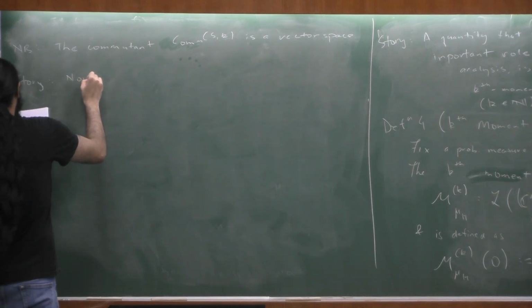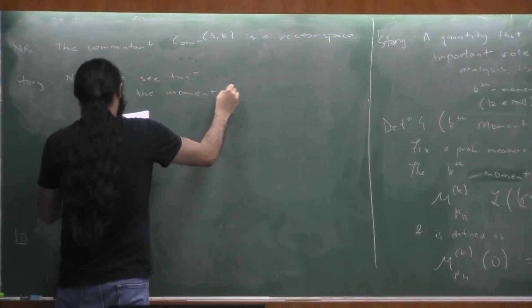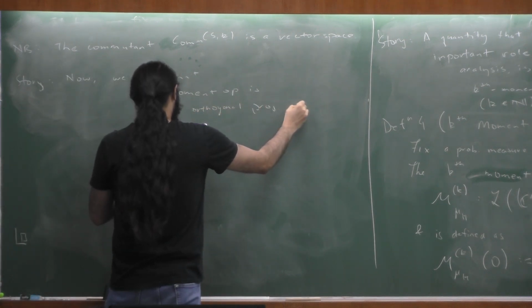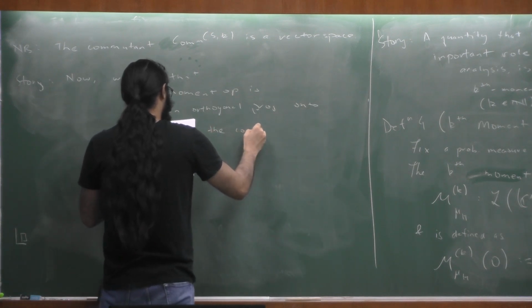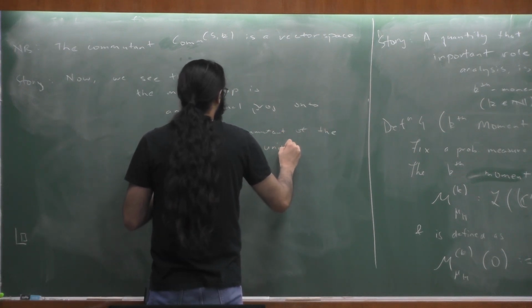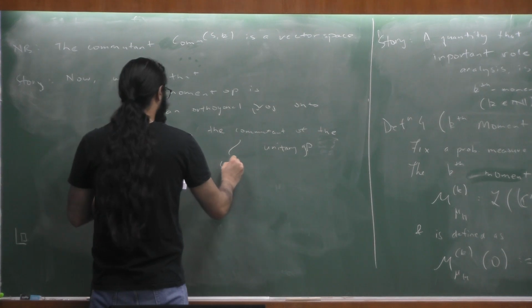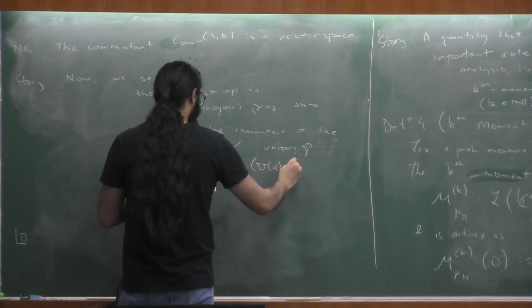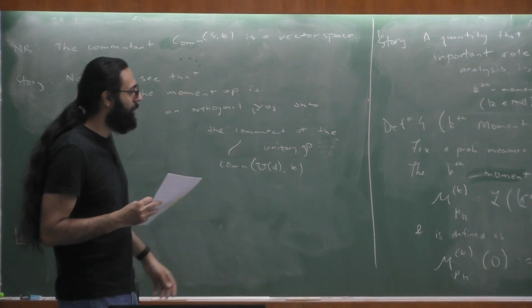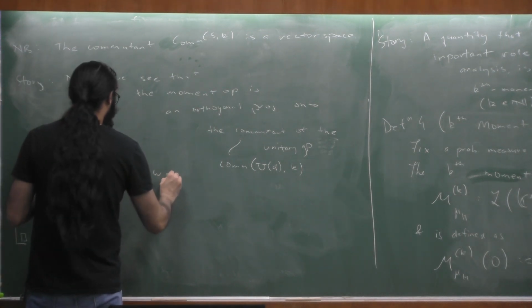So now we're going to do something more interesting. Now we see that the moment operator is an orthogonal projector onto the commutant of the unitary group. By this we mean you take the set S to be the set of unitaries. You look at all operators that commute with U tensor K for all U's, and that would give you the set. Okay, and this is with respect to the Hilbert-Schmidt norm.